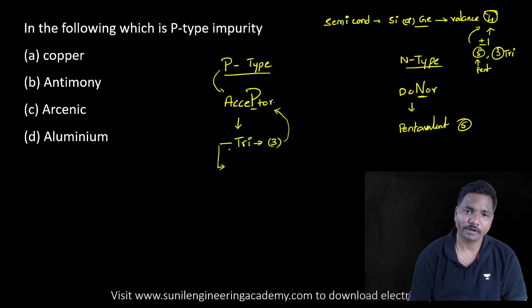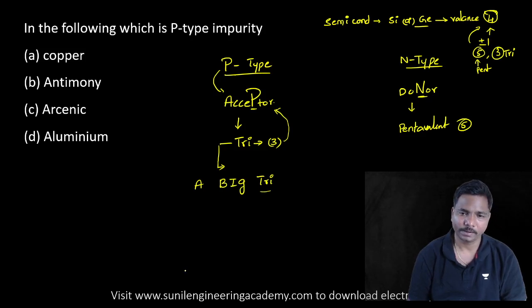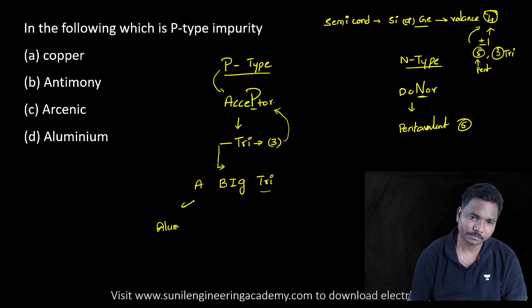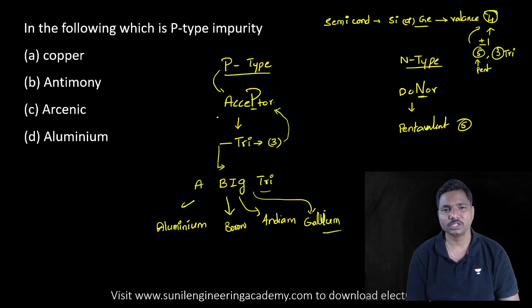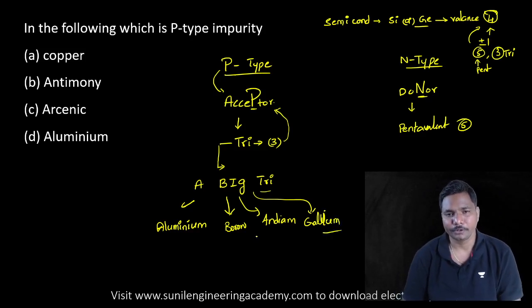Now coming to the examples. For P-type, the example is a big tree. Tree for 3. So A for aluminium, B for boron, I for indium, and G for gallium. Okay, so these are the examples of P-type impurities.